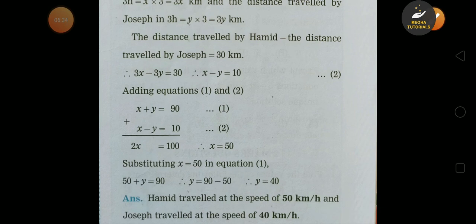Therefore in the final answer you can write: Hamid traveled at the speed of 50 km per hour and Joseph traveled at the speed of 40 km per hour. So this is your final answer for question 6.